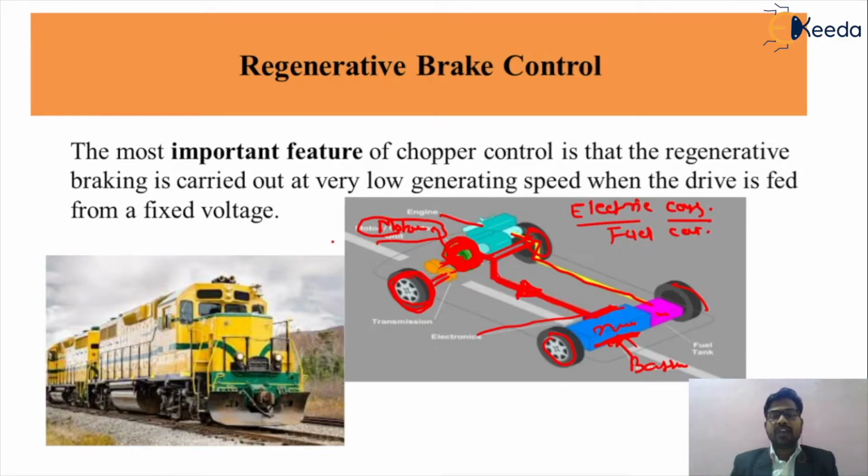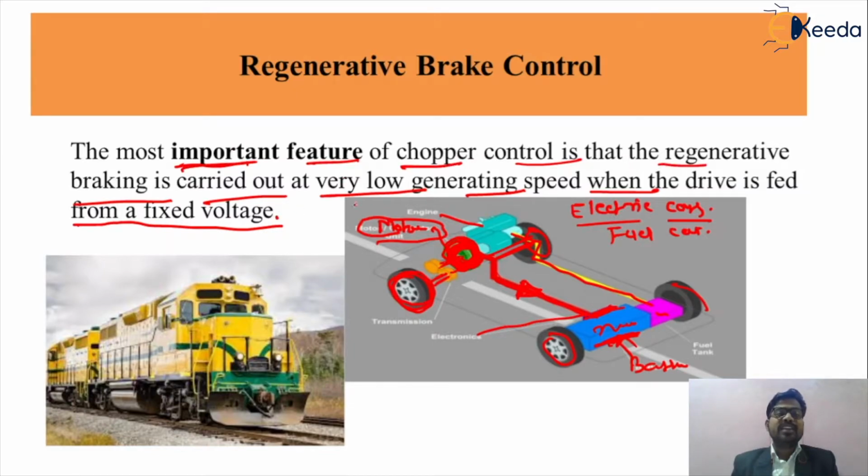So friends, let's study the detailed concept of regenerative brake control with the proper circuit diagram. The very important feature of chopper control is that regenerative braking is carried out at very low speeds, when the drive is fed from a fixed voltage. So due to that, most of the time in industry, in railways, and in electric cars we prefer this brake control technique, called the regenerative brake control technique.